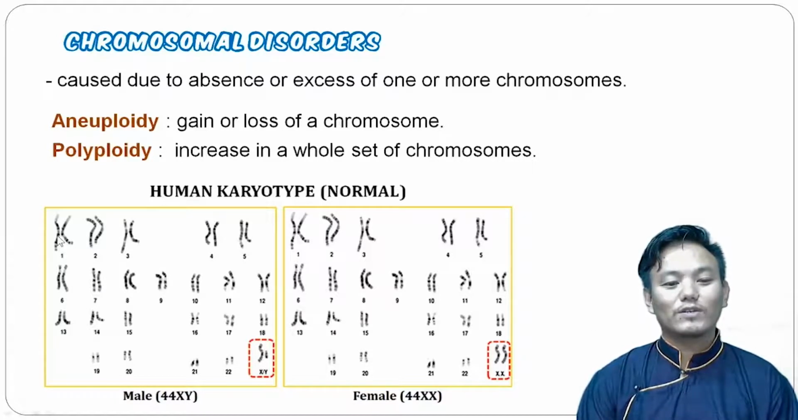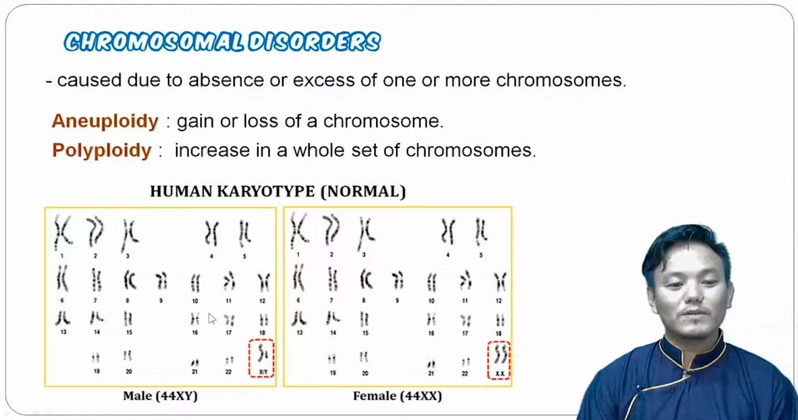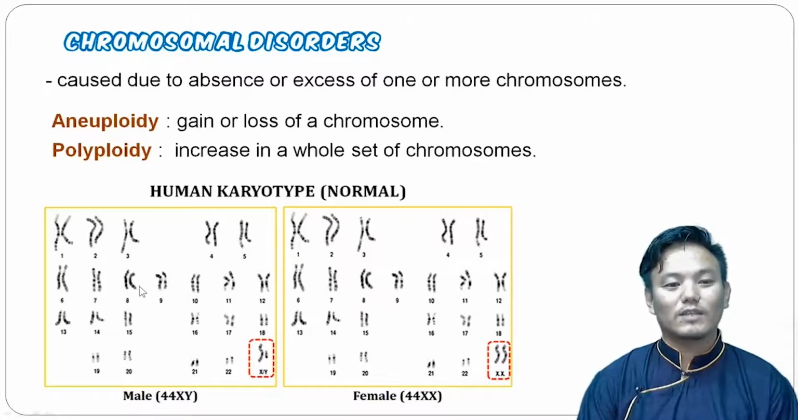Over here we have the normal human male karyotype, and this is a normal female human karyotype. We know that we have 23 pairs of chromosomes. We have 22 pairs of autosomes and 1 pair of sex chromosomes in both male and female. So this is the normal karyotype. This is what a normal human being will have, right? But if a person gains or loses one chromosome somewhere over here, let's say if he gets one chromosome over here, then that person is having aneuploidy.